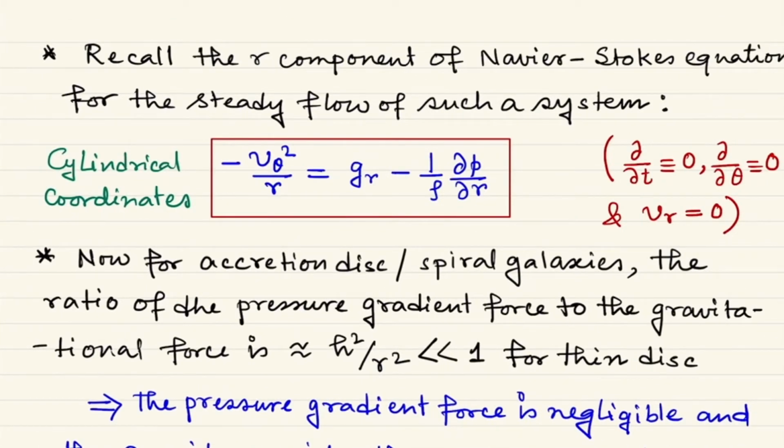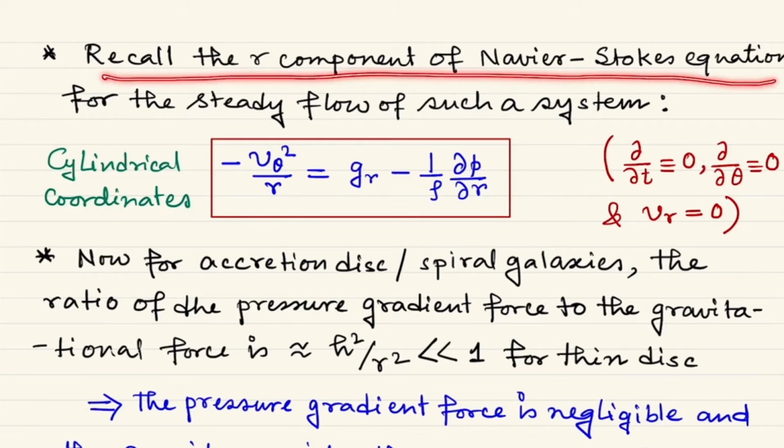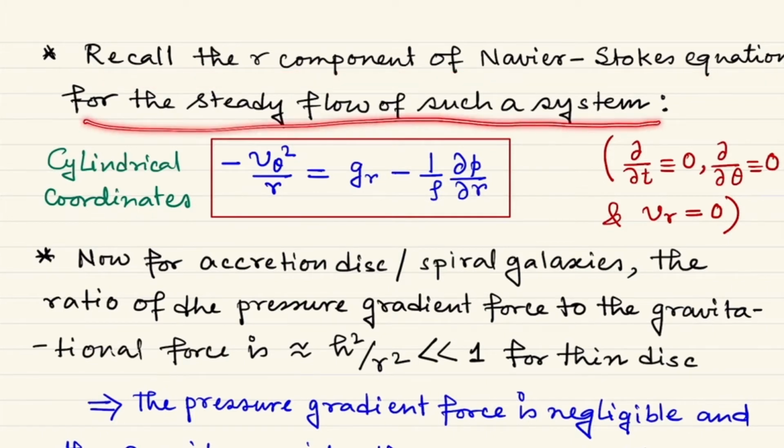So now we try to analyze a bit more in detail the case of the rotation and how the rotation mechanism basically is developed in an axisymmetric rotating entity like an accretion disk. For that, we recall the R component of the Navier-Stokes equation for the steady flow of such a system. If you remember the basic accretion disk system, we had a very small but non-zero radial velocity, but very small.